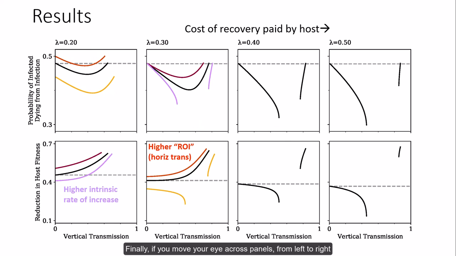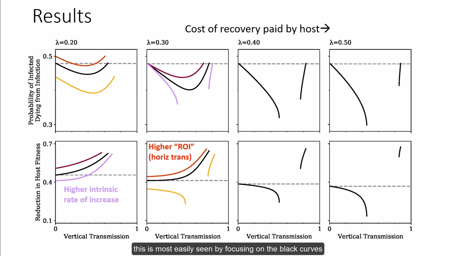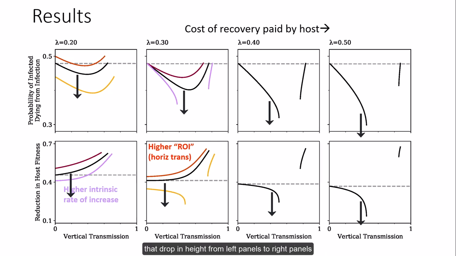Finally, if you move your eye across panels from left to right, you see that, once again, a reduction in virulence is associated with increasing cost of recovery. This is most easily seen by focusing on the black curves that drop in height from left panels to right panels.